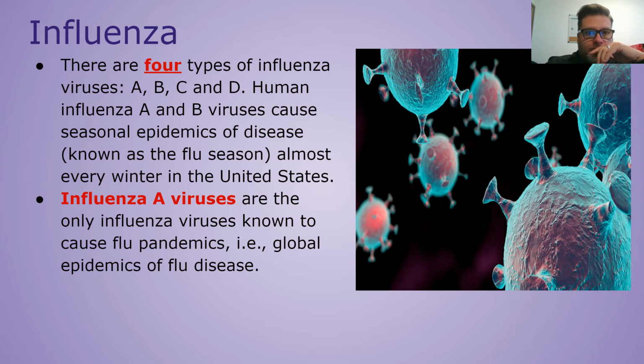There are four types of influenza strains. There's A, B, C, and D. The ones we're most familiar with are A and B. Typically A's are the ones that cause seasonal pandemics. B, we'll talk more about in a little bit, typically does not. And I said typically, there's always a caveat to that. Once again, influenza A viruses are the only influenza viruses known to cause flu pandemics. And when we talk about Spanish flu, that was A.